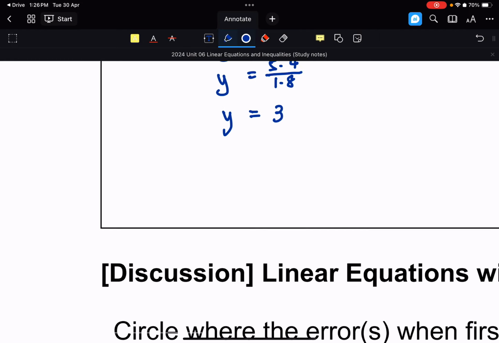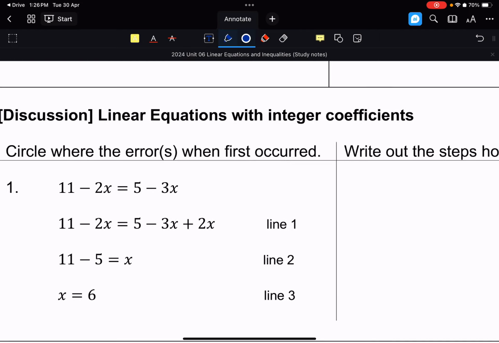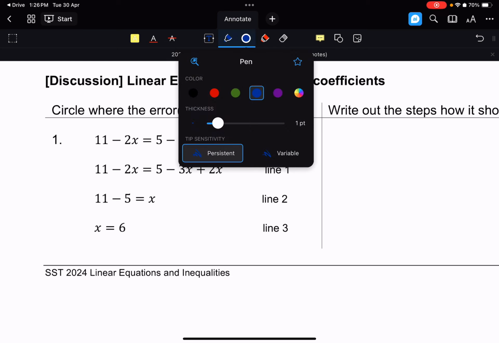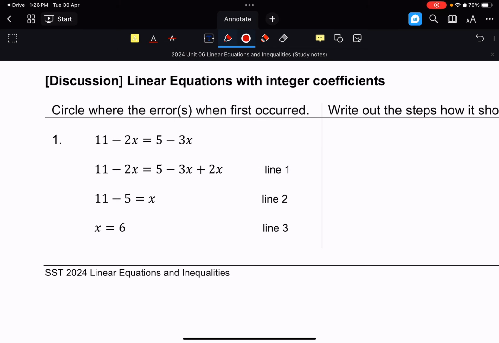Let's move on. So here we have a solution that's written out, but there are some errors. And what I'd like you to do is pause the video again, take a look and see if you can identify the errors. And when you're done identifying them, then we will resume. All right, pause. And we're back.